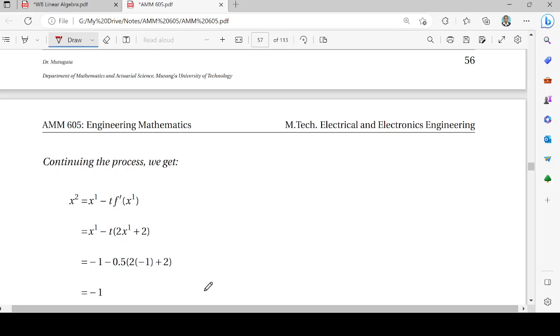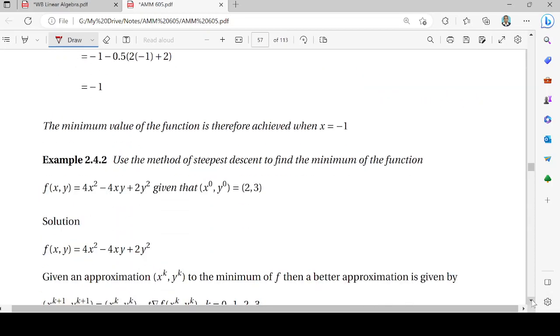This is the case where t was a constant, half. But in the case where the function f has more than one variable, t may vary from one iteration to the next. Let's consider the case where we have a function of two variables: 4x squared minus 4xy plus 2y squared.